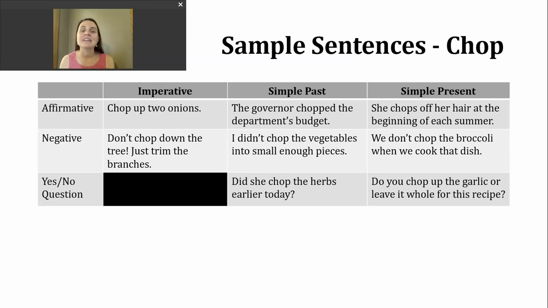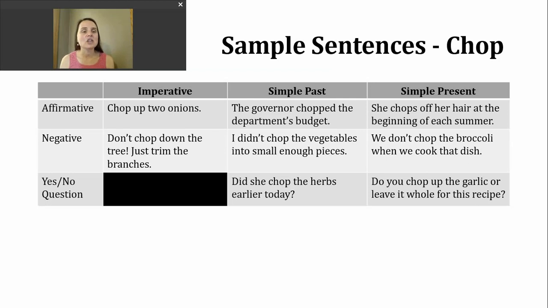Let's look at negative next. To make a negative simple past tense sentence, we're going to use did not and then the base verb. You're probably going to hear native speakers use the contraction form didn't. Here's an example sentence. I didn't chop the vegetables into small enough pieces. If I want to make a question in the simple past tense, I'm going to start with did, then I'll have my subject, and then the base verb. Here's an example of that. Did she chop the herbs earlier today?